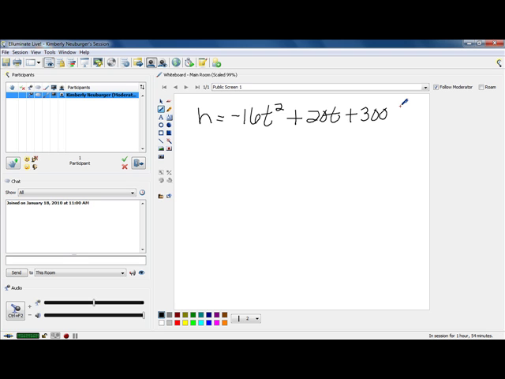Now let's say that you are given this formula and we want to know when this ball is going to hit the ground. Well, we need to think about something. When the ball is on the ground, how high above the ground is it? Well, when it's on the ground, it's 0 feet above the ground. So that means that when it's on the ground, this h here is 0. So we're going to go ahead and make h 0.